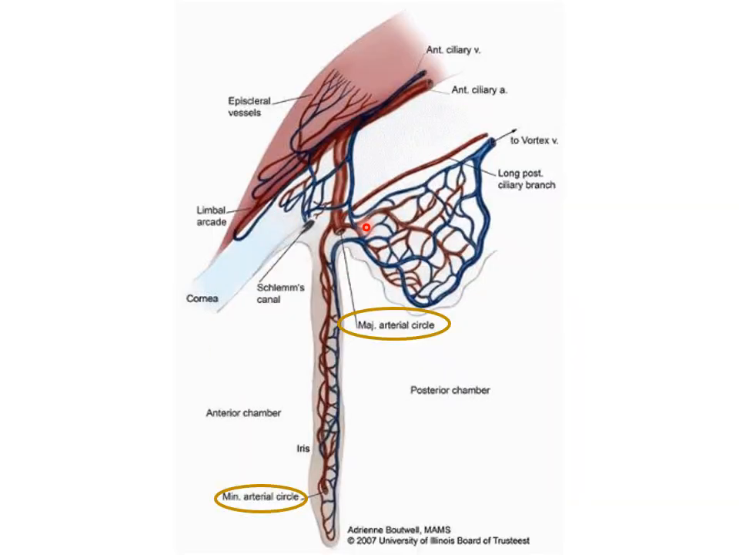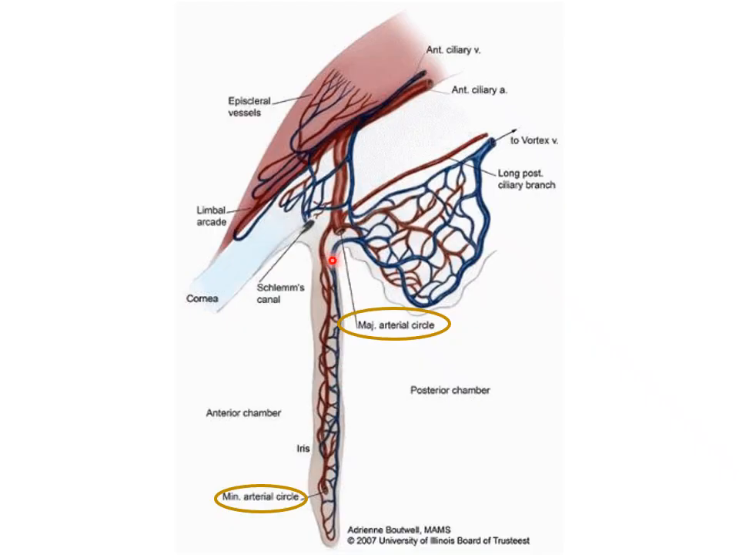See, this is the root of the iris. This is the major arterial circle over here. Anterior ciliary artery and long posterior ciliary artery, right? This is the major arterial circle. From this major arterial circle, a few branches come out.